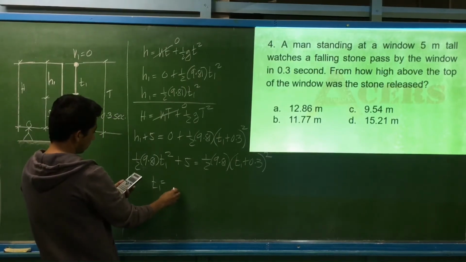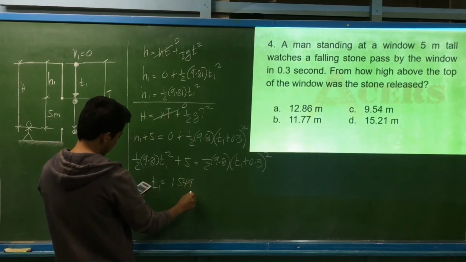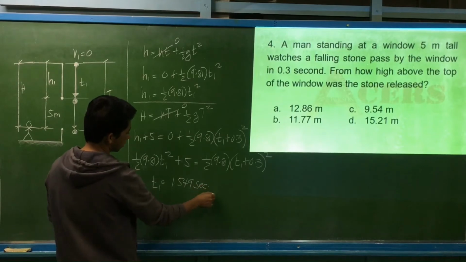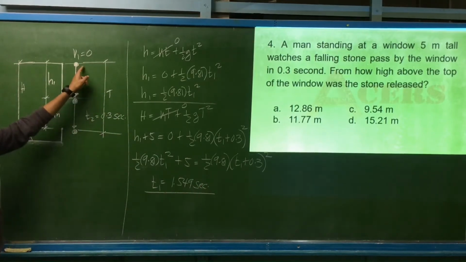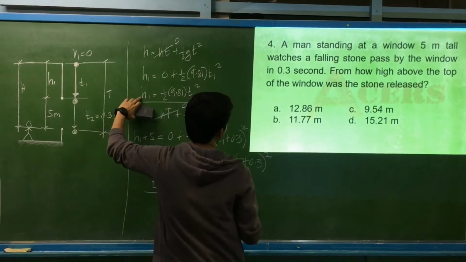So we have a total time of 1.549 seconds. That will be the time from the point of release to the upper edge of the window. How to compute for H1?